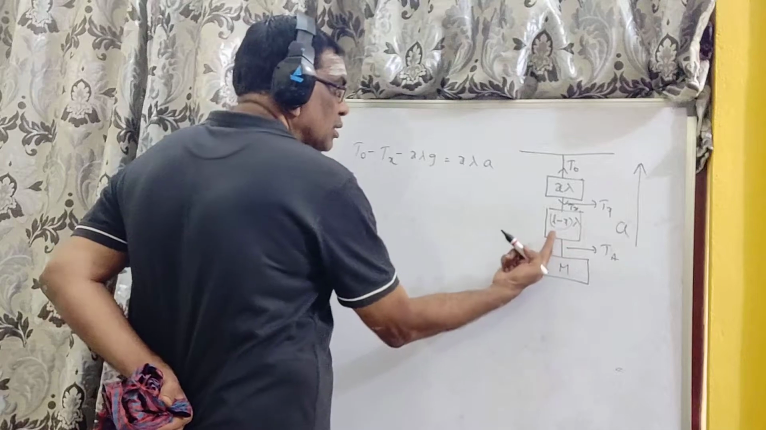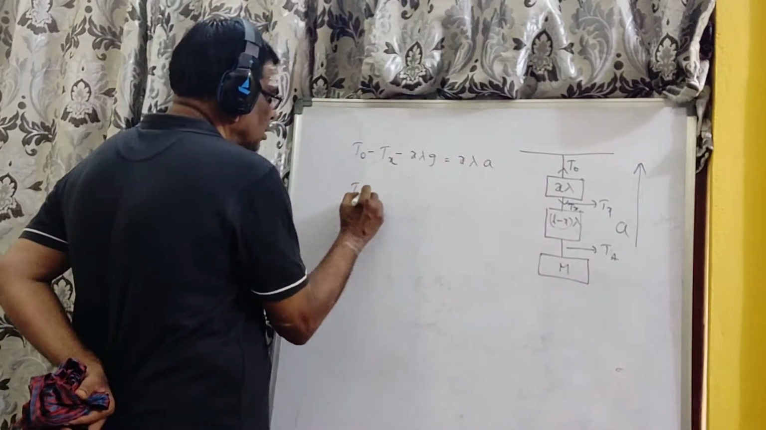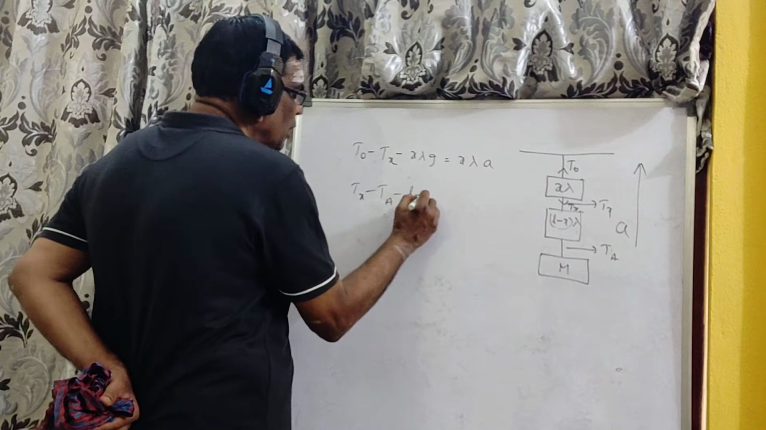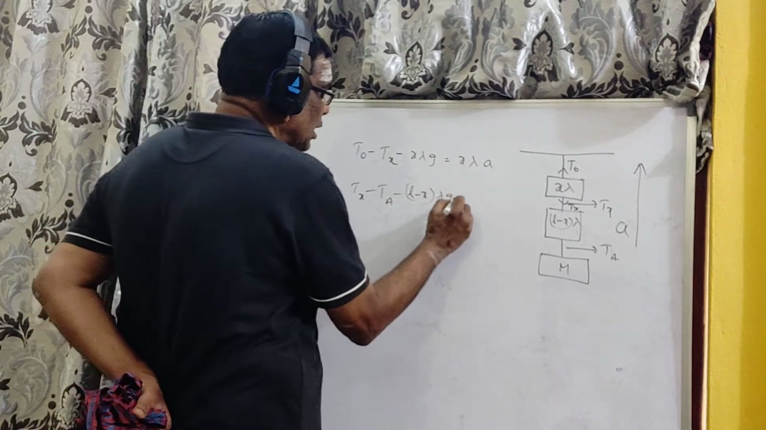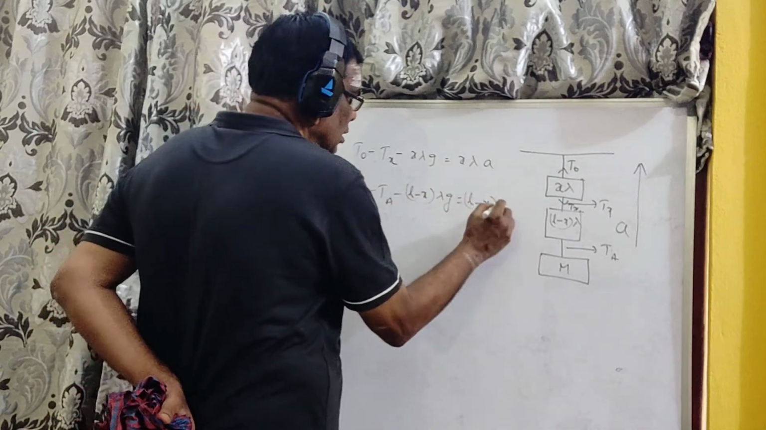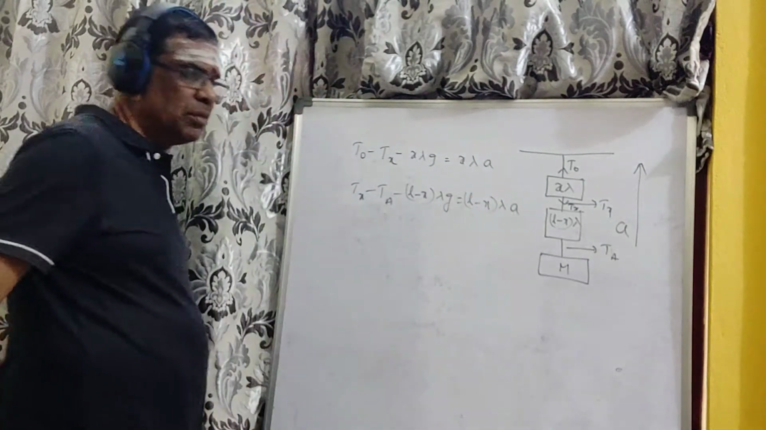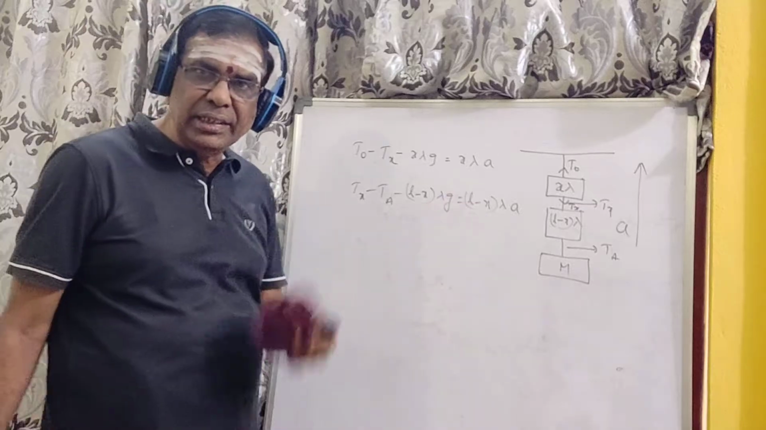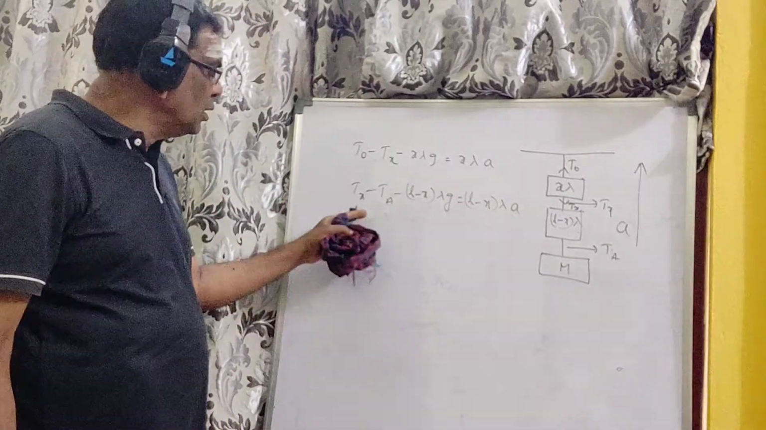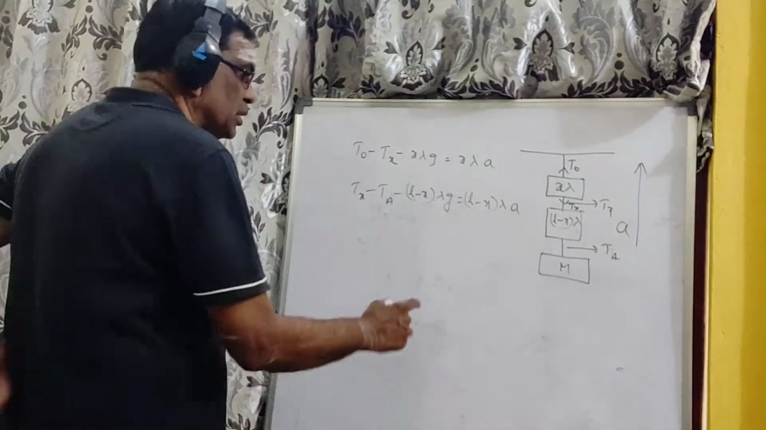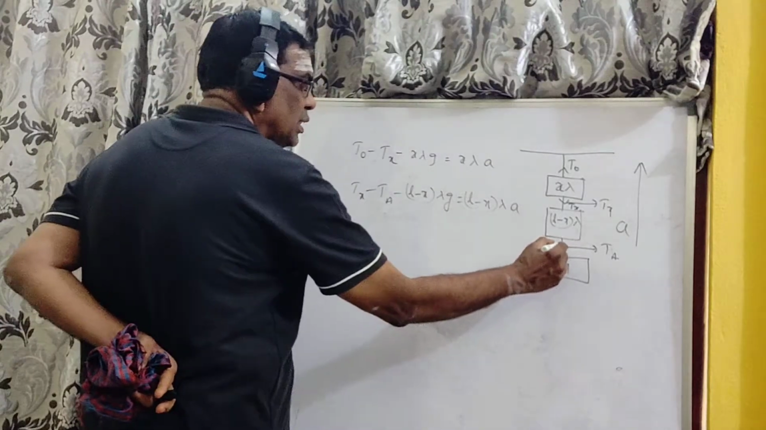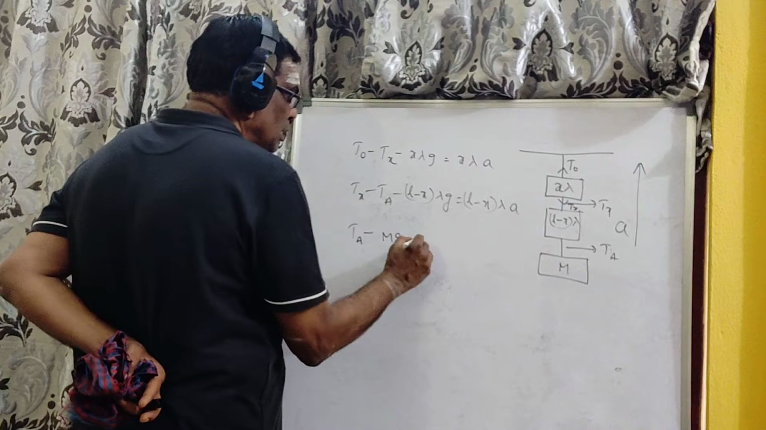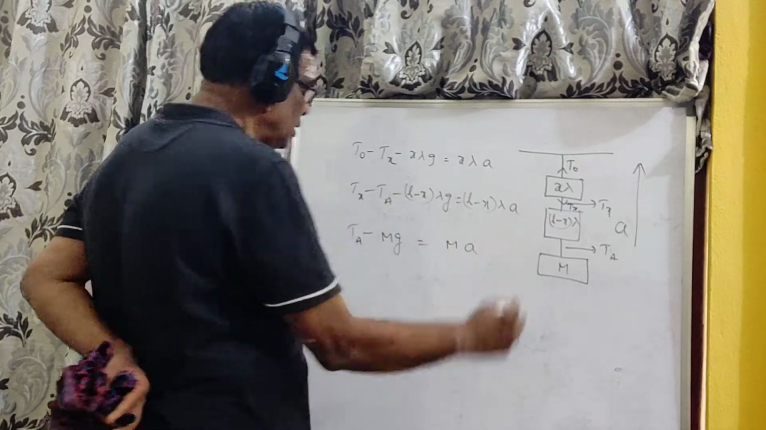Similarly, come to this. Tx minus Ta minus (L minus x) lambda g. That's the mass I'm putting in terms of lambda. Lambda is linear density, you know that I've already defined. So you've got that. Now what about the third equation? That is also accelerating up: Ta minus mg is equal to ma. That's it.